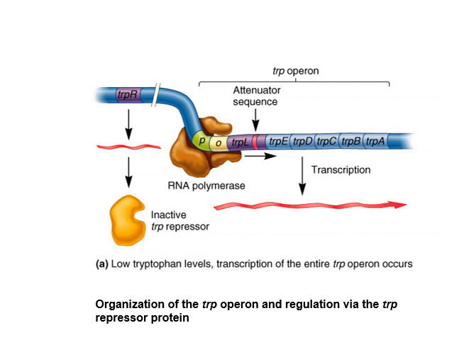The trp repressor protein is a separate gene found elsewhere within the genome of the bacteria. It is constitutively expressed to create an inactive trp repressor. Because tryptophan levels are low, there is no small effector that activates this trp repressor protein, and that allows efficient expression of the trp operon. And all of the various trp structural genes are transcribed.